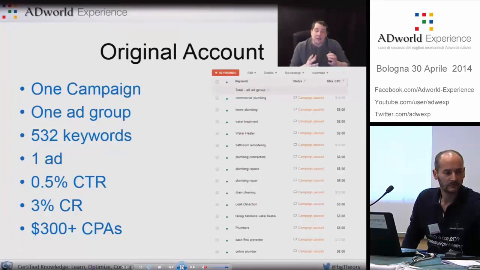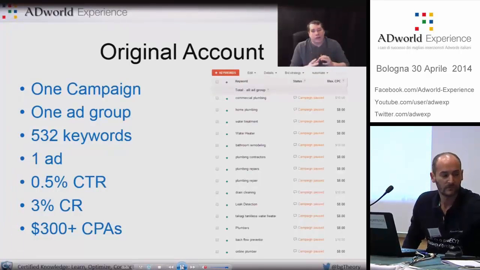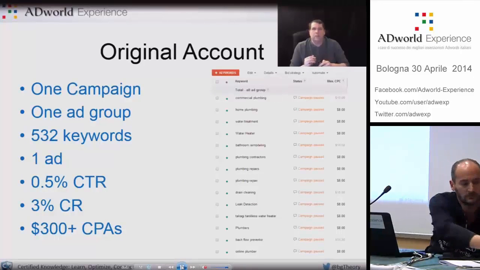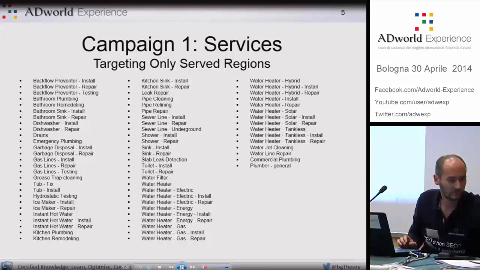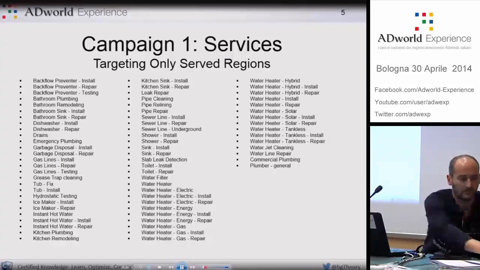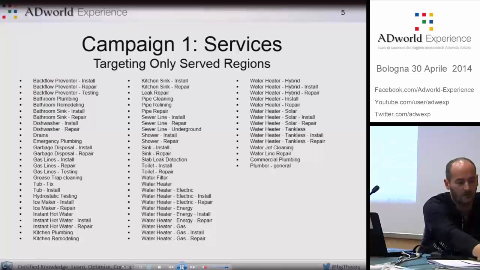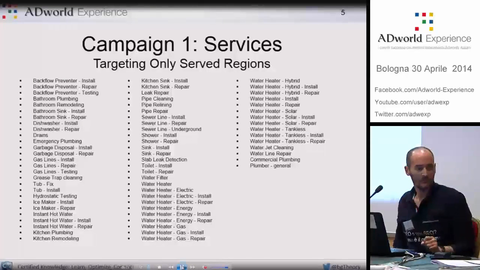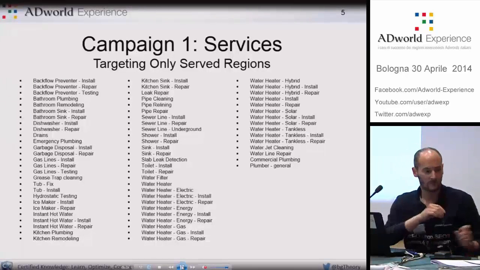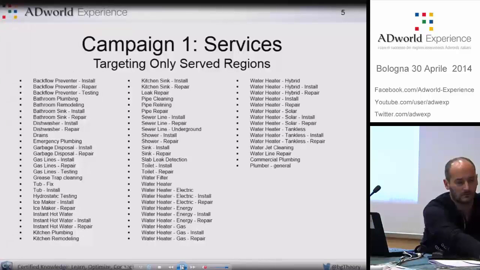So, okay, in this case, we need to start with organization over anything else. And so we first took a look at all their services and said, let's list them all out. We don't want one ad group. We want an ad group per type of service you offer. And then in some cases, even break that down. Is this an installation, a repair, or just a general search? So our first step was to break all their services down into each ad group.